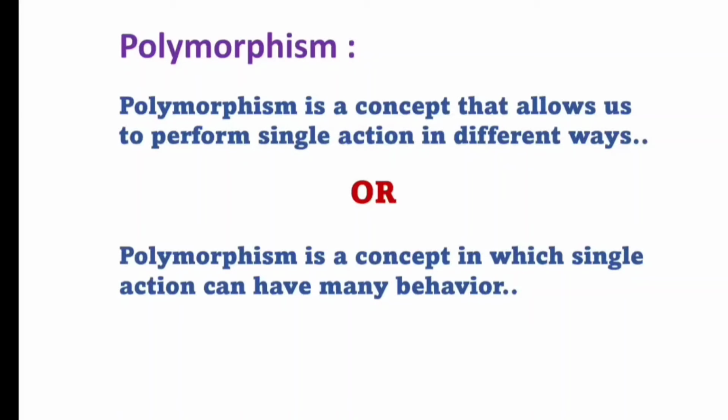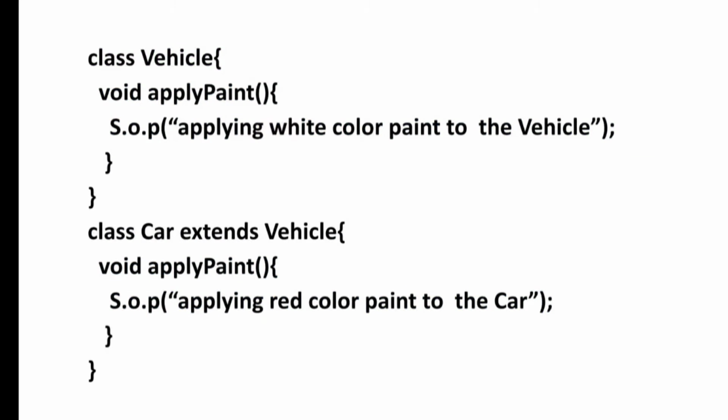So both definitions of polymorphism are valid. Okay. Let's take another example, an example of method overriding that we have already discussed, because method overriding is also an example of polymorphism.